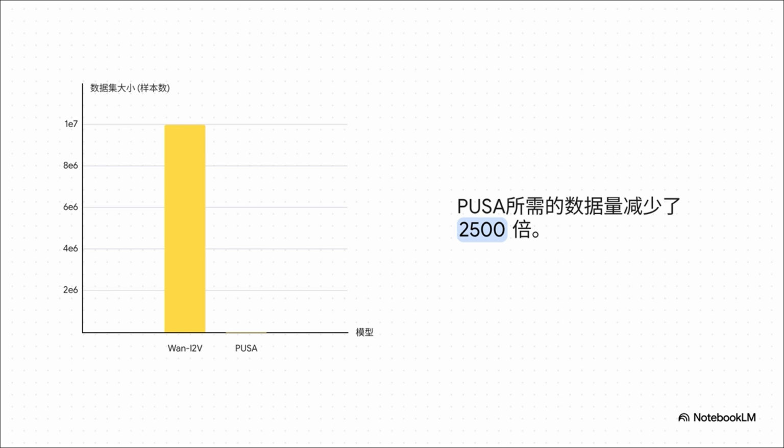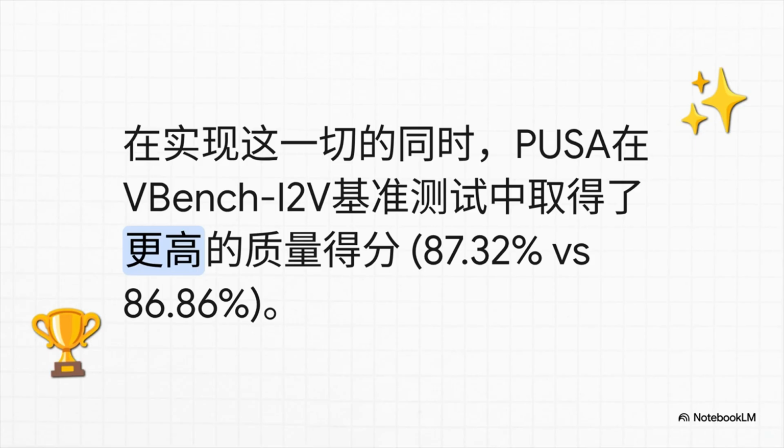Additionally, there's the training data. For an image-to-video model, it requires about 1/107 data points. But Pusa significantly reduces this by how much? 2,500 times. Therefore, it truly achieves more, faster, better, cheaper.